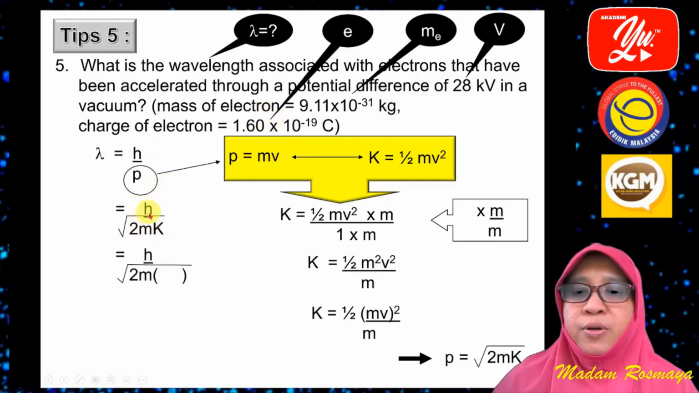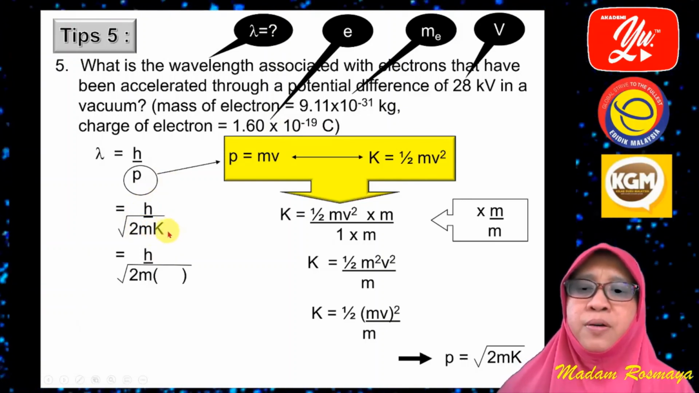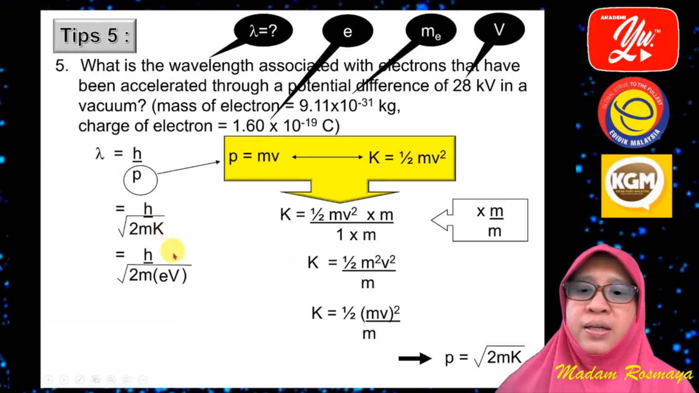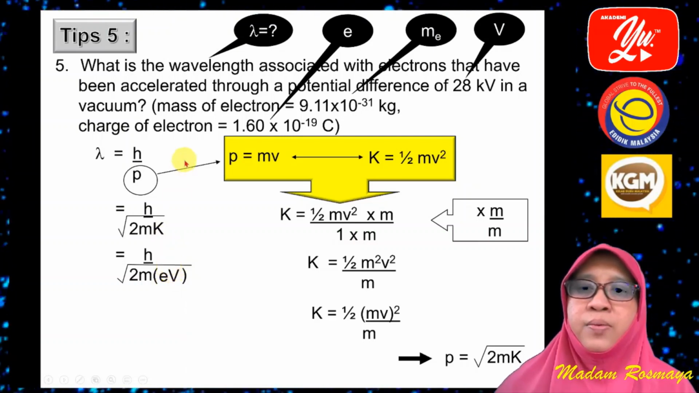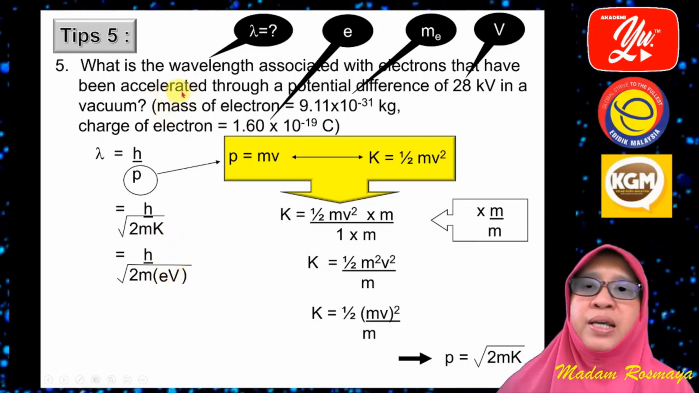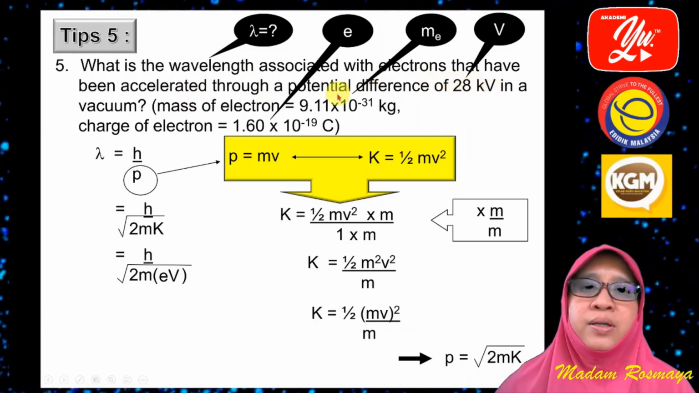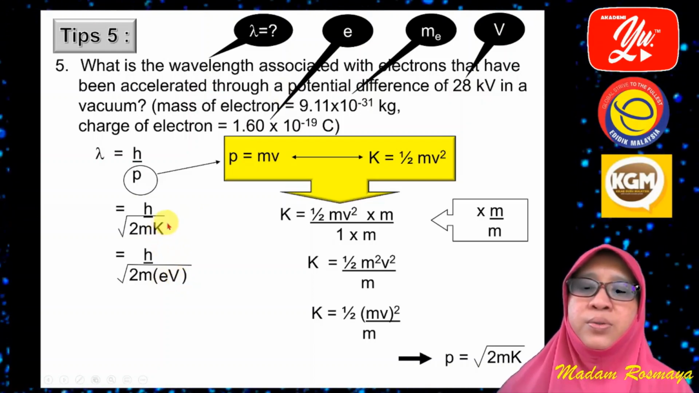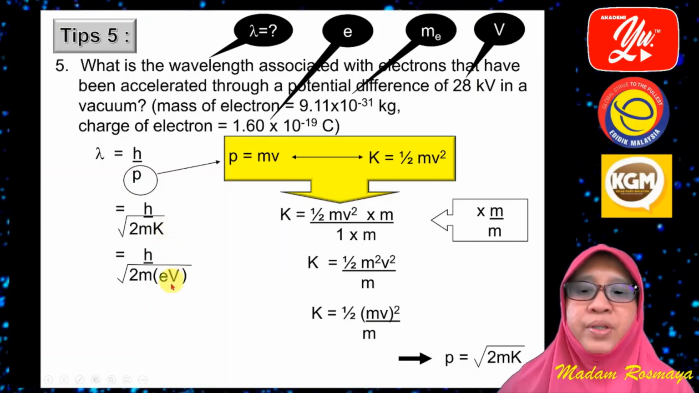Continue from here. So we use the principle of conservation of energy here. The kinetic energy here is the energy supplied, where the electron has been accelerated through a potential difference of 28 kilovolt. This one, energy supplied equals eV, is converted to kinetic energy. So we assume no loss of energy.